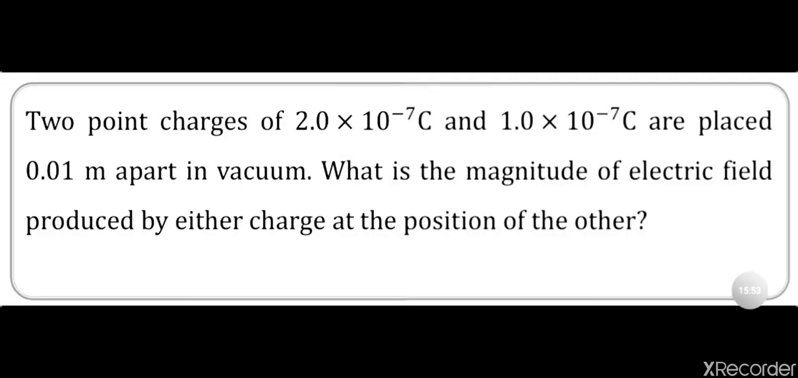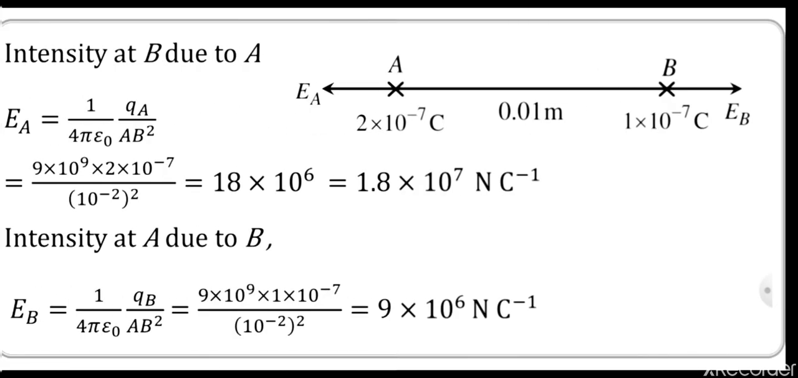Now the next problem. 2 point charges of 2 into 10 power minus 7 coulomb and 1 into 10 power minus 7 coulomb are placed 0.01 meter apart in vacuum. What is the magnitude of electric field produced by either charge at the position of the other? So we just have to find the two electric fields here, no need to find the resultant. So it's a very easy problem here.